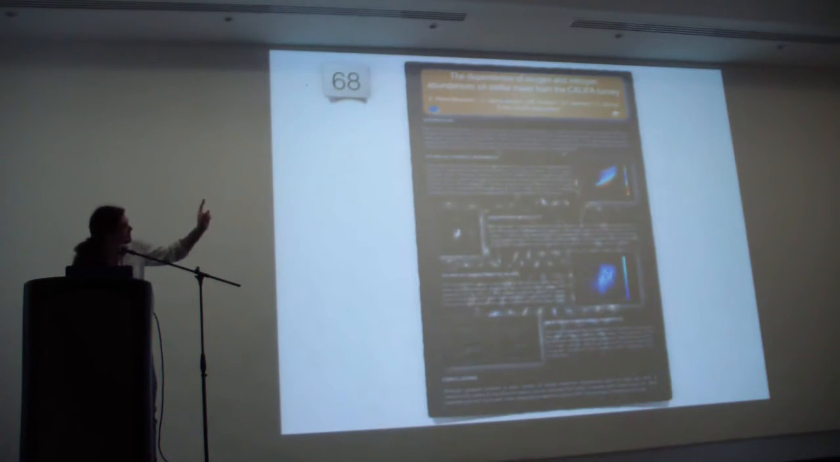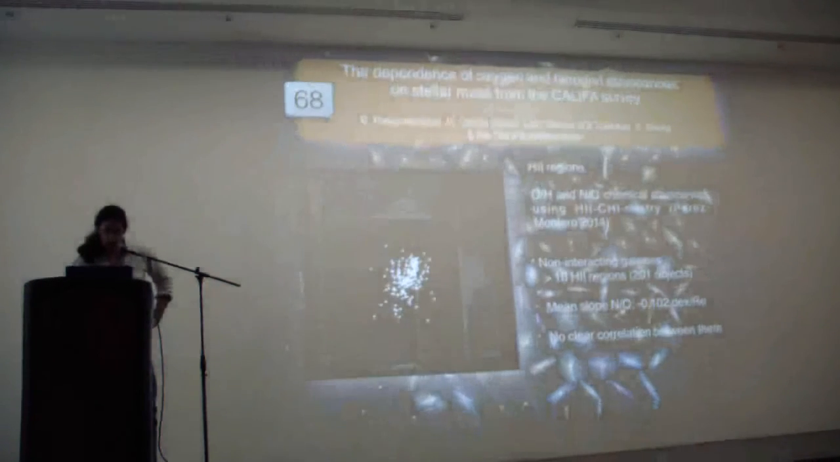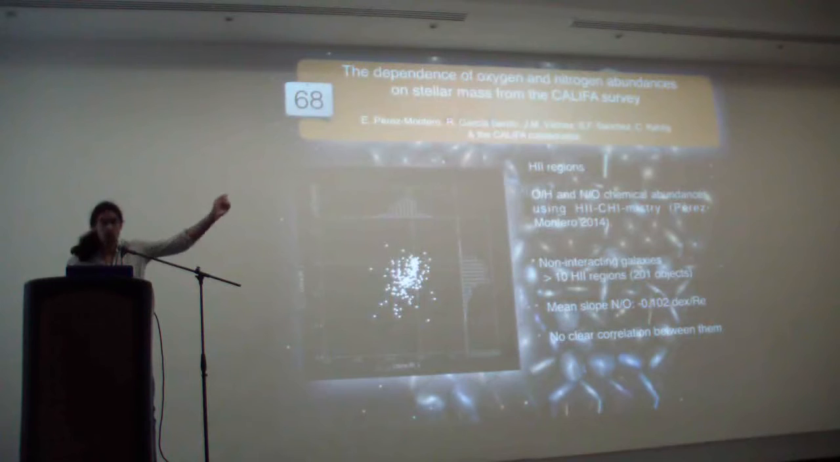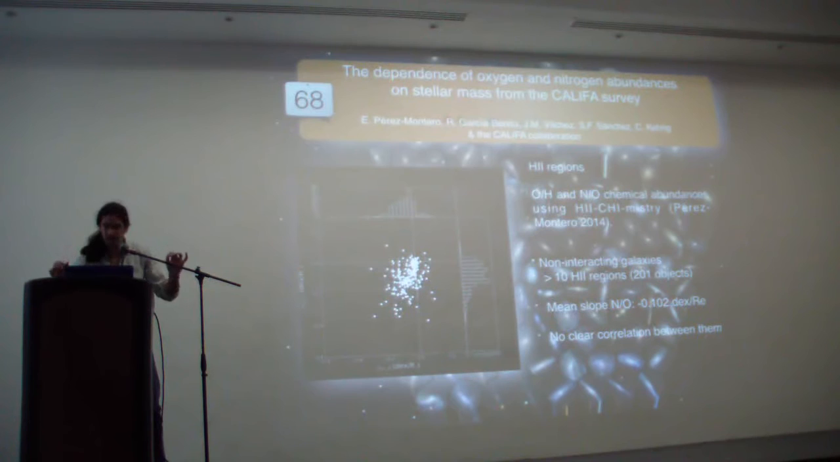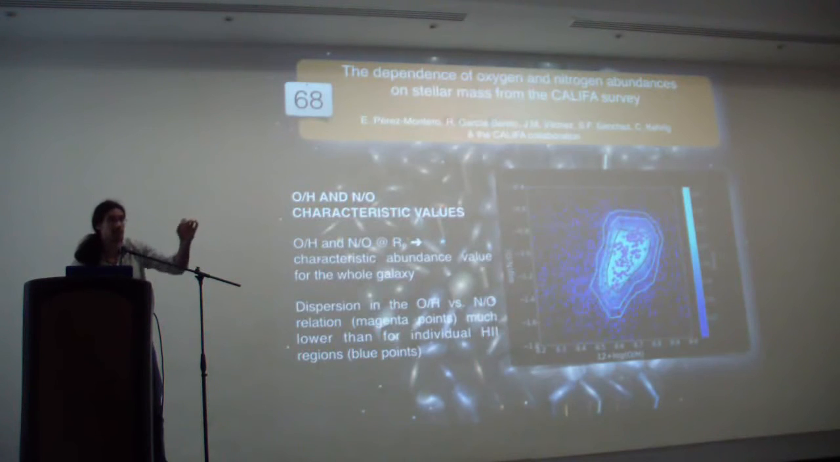So we present results on the oxygen abundances and nitrogen-to-oxygen ratios from the CALIFA survey. Here we use the HII-CHI-mistry program by Pérez-Montero, where you can get oxygen and N/O chemical abundances. Here we derive, for example, the mean slope from all the galaxies in CALIFA. And we don't find any correlation between the oxygen and the nitrogen-to-oxygen gradients. And here you see what we find in CALIFA for the stellar properties.